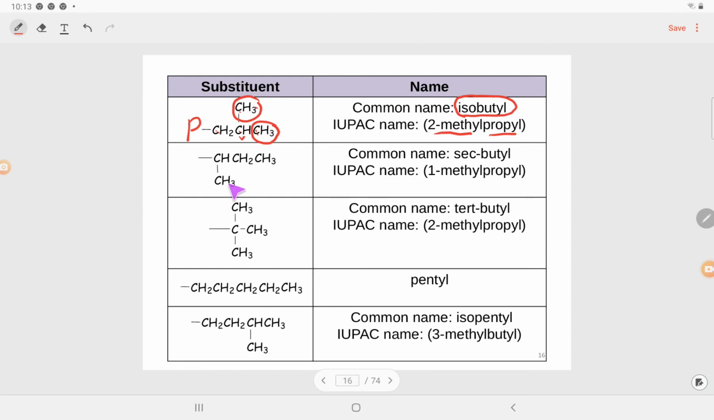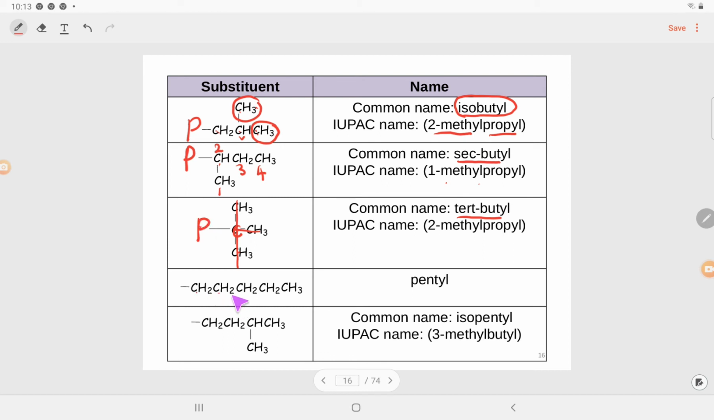So if you have 4 carbon atom also, but your parent chain is directly attached to the second carbon in the substituent, so the substituent has 1, 2, 3, 4 carbon atom. So this common name we can call sec-butyl or 1-methylpropyl. And here we have 4 carbon atoms, and the shape becomes T. So this is why we can label the common name as tert-butyl or 2-methylpropyl. So it is the center carbon that is attached to your parent chain.